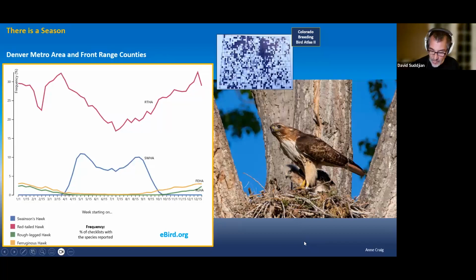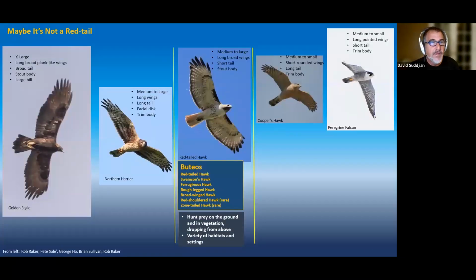The red-tail is the only one we have. Well, that's not true. The red-tail and the Swainson's commonly nest in the metro area and along the Front Range. We can see on the map from the Breeding Bird Atlas that the red-tail is well distributed across Colorado, with all those dark squares showing areas where nesting was confirmed.